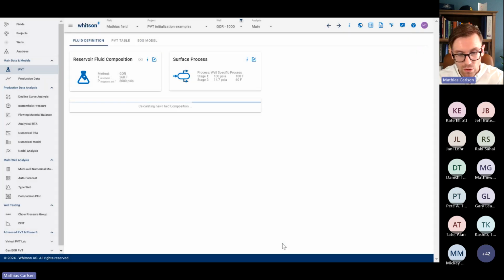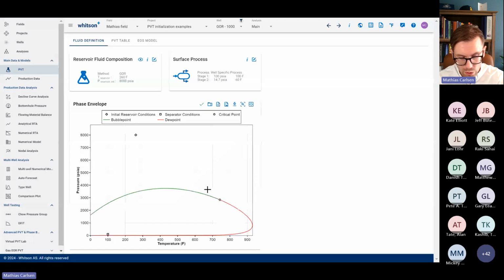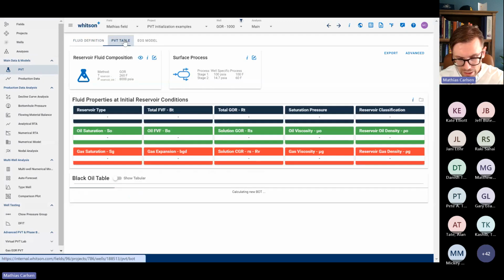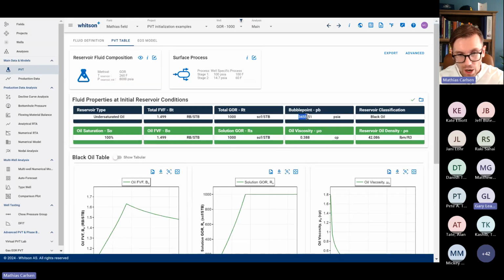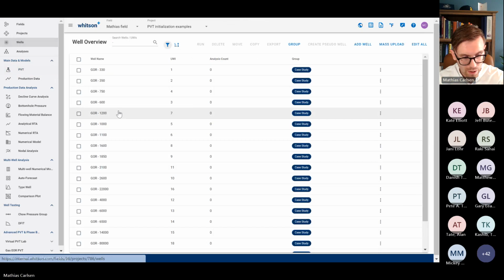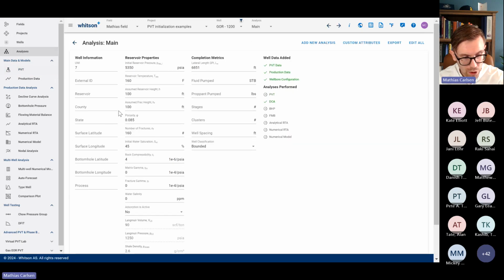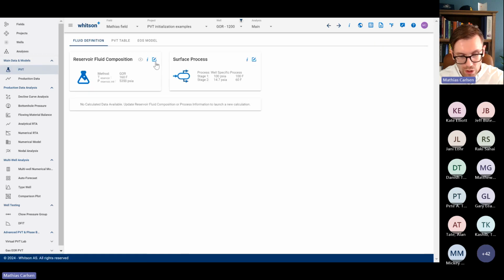And I'm going to run the same calculation. And we're getting higher saturation pressures. Earlier we had around 2,800 or so, and we should see some now higher than 3,000. Moving along, we'll see, okay, 1,200 scf per barrel.